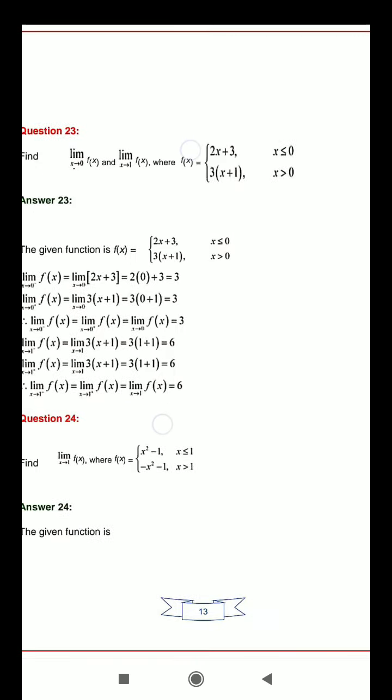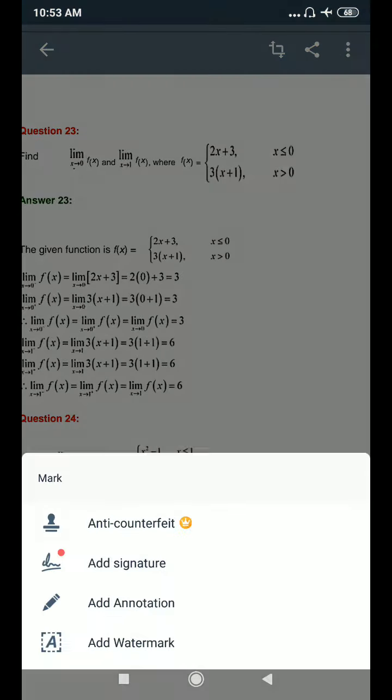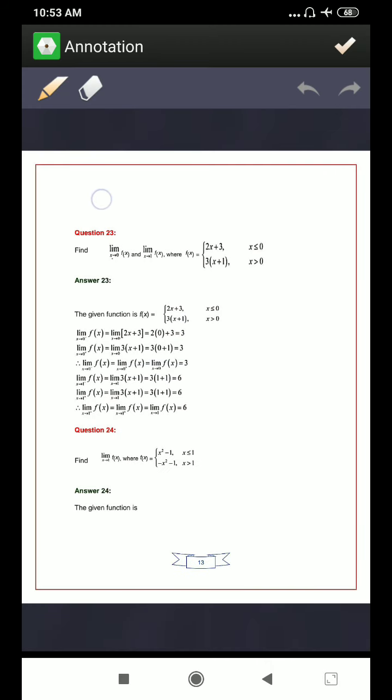In these questions you have to take care while calculating the left hand limit and right hand limit. We'll calculate both. If both limits are equal, then we'll say that the limit exists. Because a single function is not defined in these cases, separate functions are defined at x equal to 0. So you see what to do at x equal to 0.